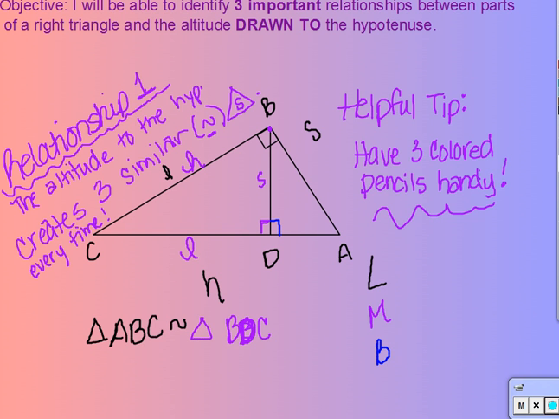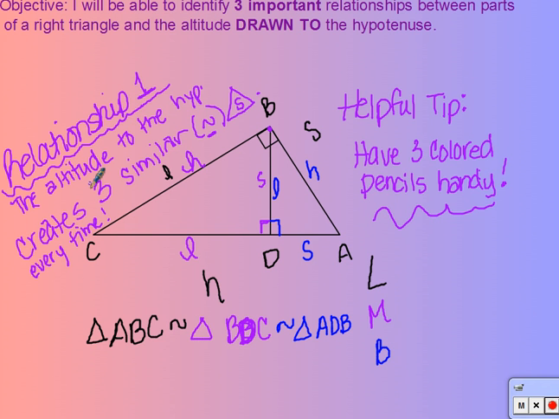And now we're going to do the same thing with the blue triangle. We're going to go with your short leg. Taking a look at it, this is your short leg, here's your long leg, and here's your hypotenuse. So we're going to cruise short to long to hypotenuse. So that's ADB. All right.